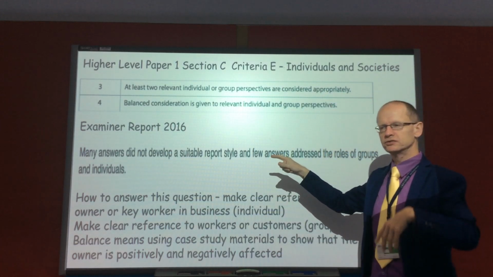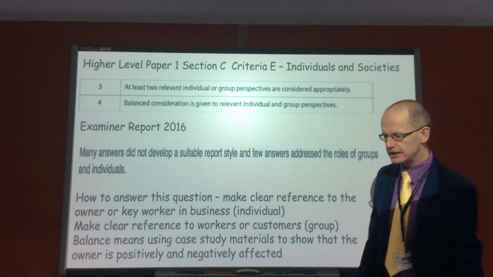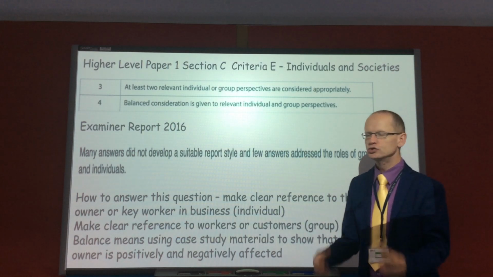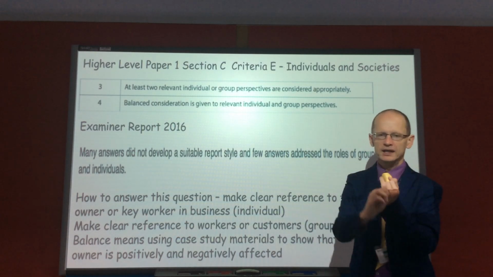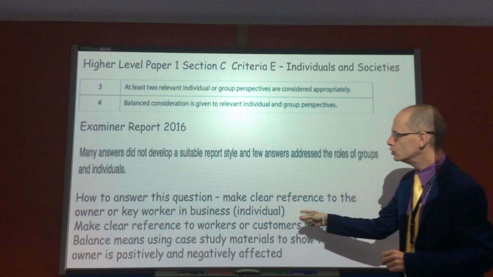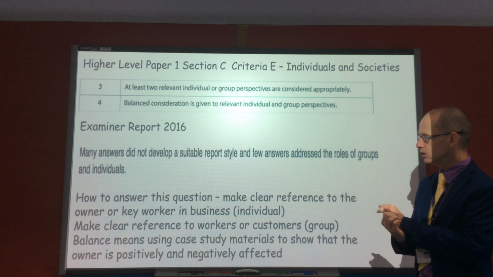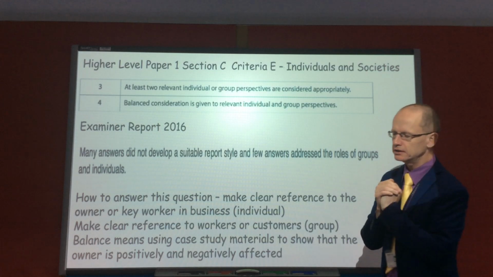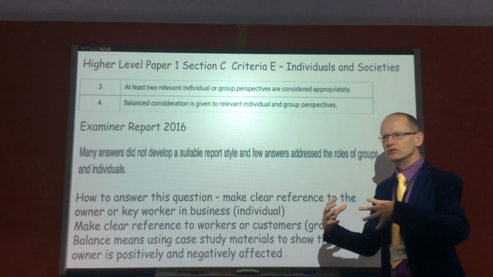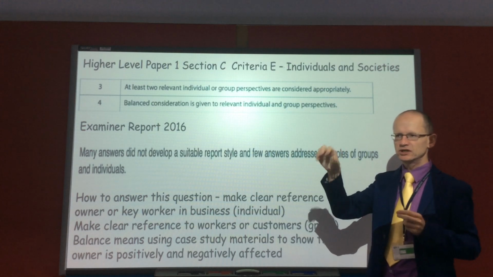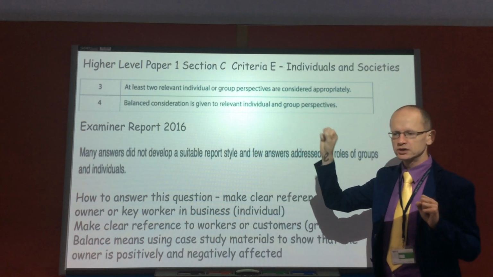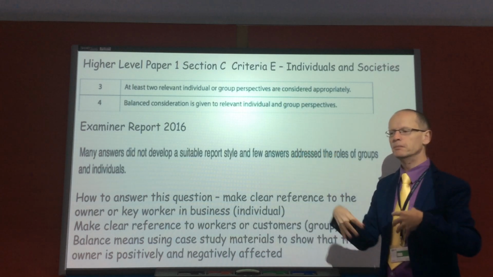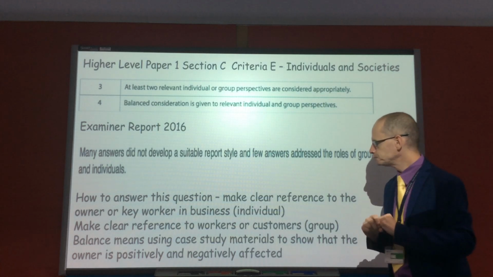Alright, making clear use of the case study materials, clear use of business terminology, but few answers address the roles of groups and individuals. So you still need to write about an individual. In the case study, it's easiest to write about probably the CEO. Alright, and it's probably easiest maybe to write about the key manager who's mentioned in the case study. And generally speaking, they make lots of references in the case study to society or to workers or maybe to competition, right, or trade unions. So it shouldn't be that difficult for you to embed the group perspective either.